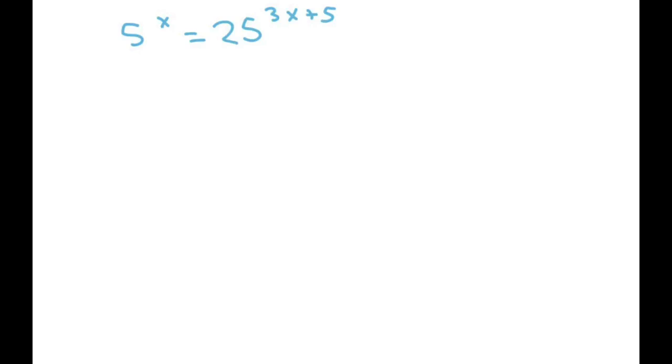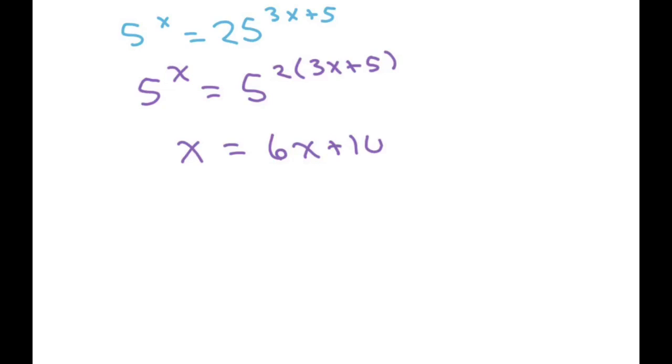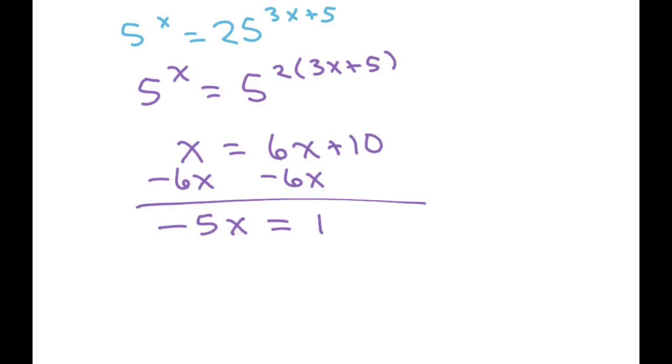And the last one. I should have made this into 2 videos. This is kind of long. Alright, so this is 5 to the x power equals 5 squared to the 3x plus 5. Now my powers are the same. So just set your exponents equal to each other. If you want, you can just subtract 6x from both sides. I'll do it a little different this way. So you get negative 5x equals 10. Divide both sides by negative 5. So you get x equals negative 2.